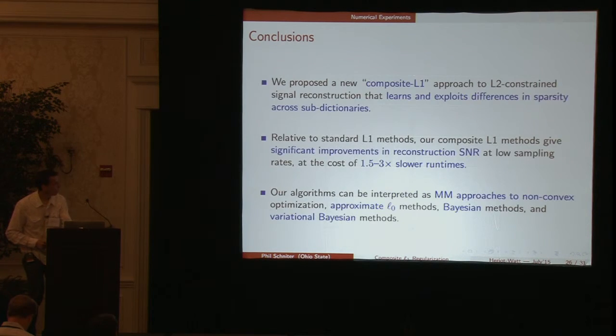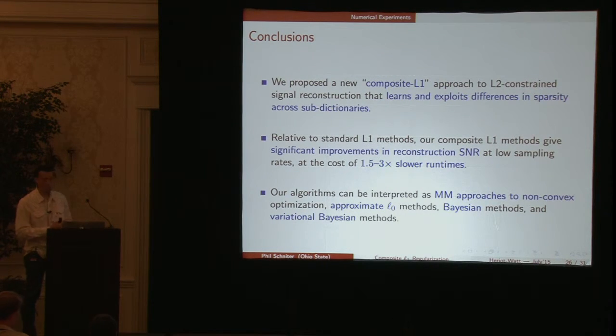So just to conclude, we have a new composite L1 approach to L2 constrained signal reconstruction. It both learns and exploits differences in sparsity across subdictionaries. Relative to the standard methods, we have significant improvements in reconstruction SNR, especially at low sampling rates, and the cost is just a moderate increase in runtime.